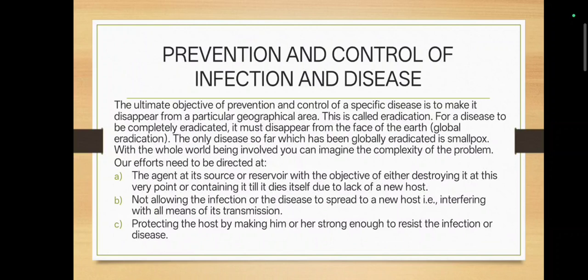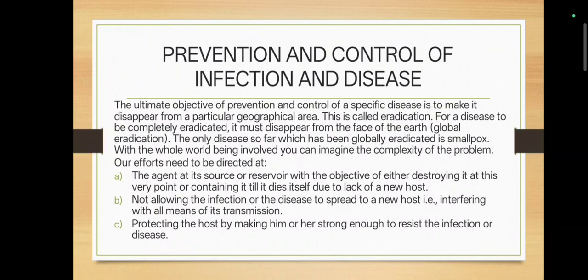Next is prevention and control of infectious disease. The ultimate objective of prevention and control of a specific disease is to make it disappear from a particular geographical area. This is called eradication. For a disease to be completely eradicated, it must disappear from the face of the earth. The only disease so far which has been globally eradicated is smallpox. With the whole world being involved, you can imagine the complexity of the problem.